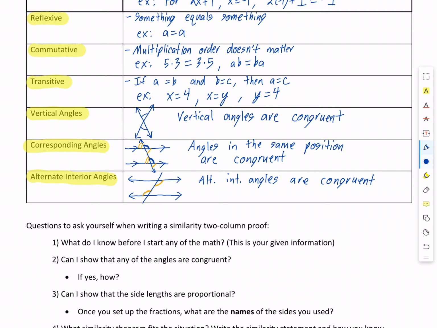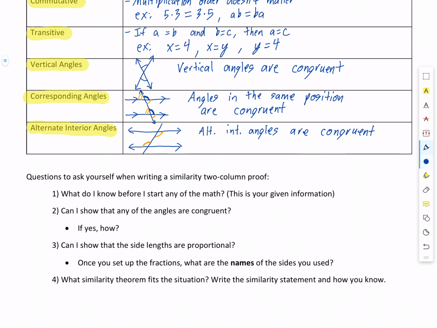Okay, when doing proofs, we have to ask ourselves a couple of questions. First, what do we know? We look at it and see what we know without even doing any math. Then we see if we can show that any angles are congruent. If we see parallel lines, we can say that some of these angles are congruent by corresponding angles or alternate interior angles or something like that.